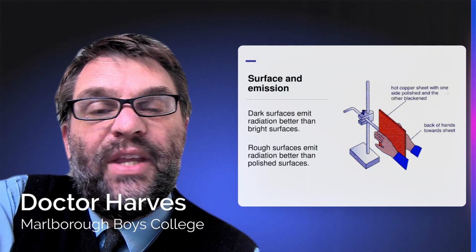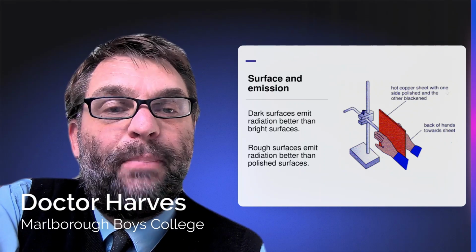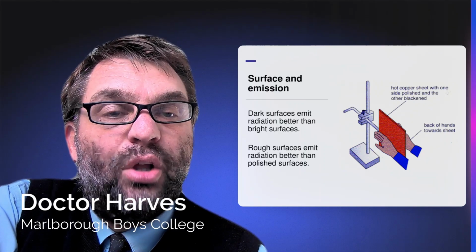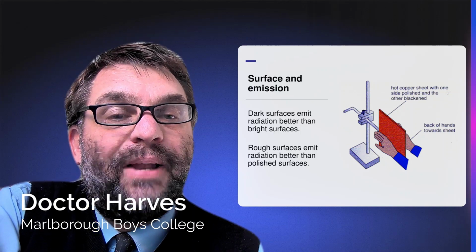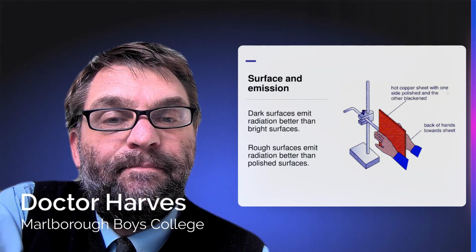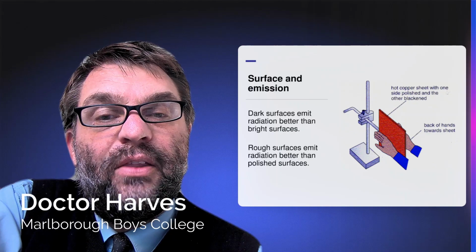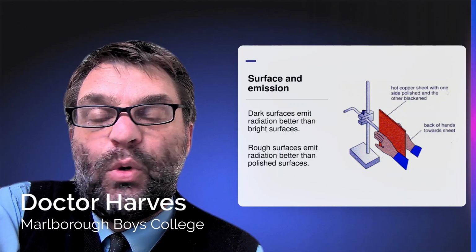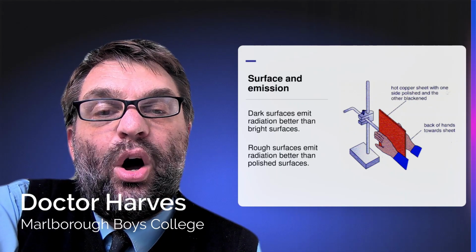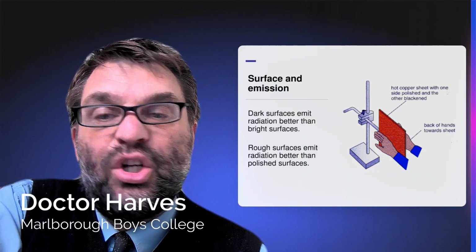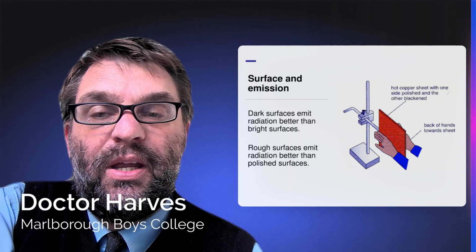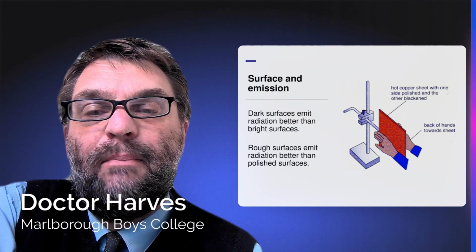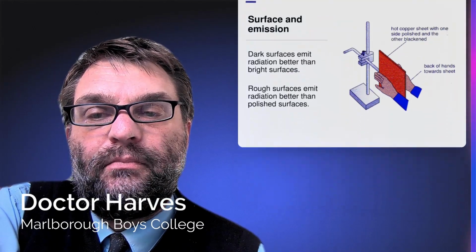So in the example of the image we have here, where we have a copper plate where one side is polished and the other side is blackened, and we place our hands against it, then you're going to feel that the darker surface, the one that's been painted, will be hotter than the shiny one. So the shiny side will feel cooler to the touch compared to the darkened surface.